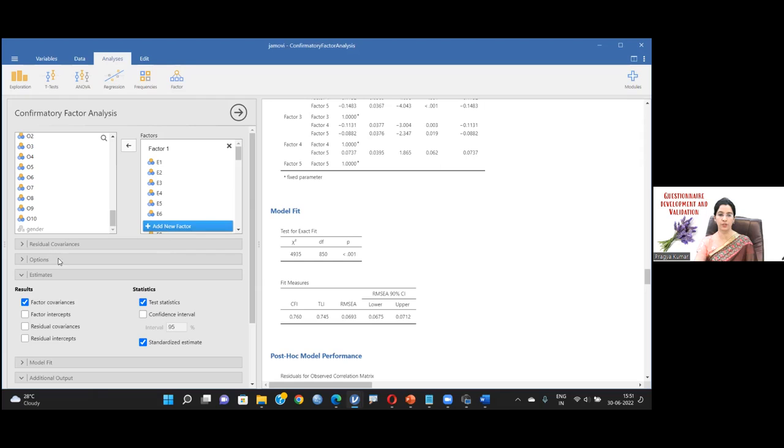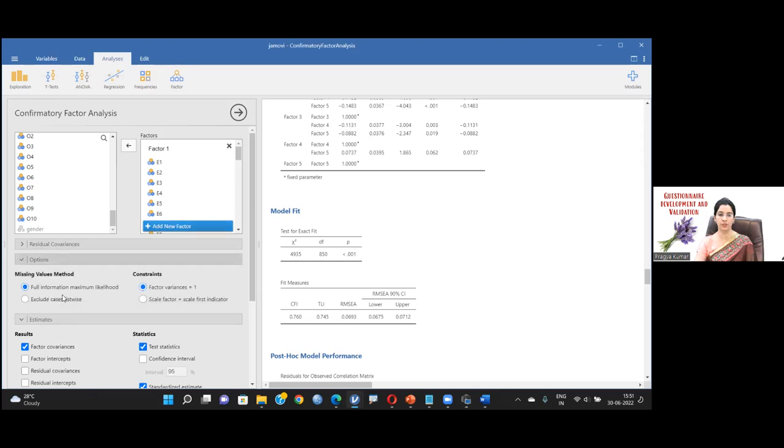Keep on adding factors from this window. Go to the options. In the options, you will see there is an option of full information maximum likelihood. This is always the default option, and you should keep it as such, because if you click this exclude cases listwise, then any respondent who has not given the answer to one question, that whole respondent will be deleted from your analysis. We don't want that data loss. That's why this missing value method should be by default the full information. And this factor covariances we keep at 1, that I have explained.